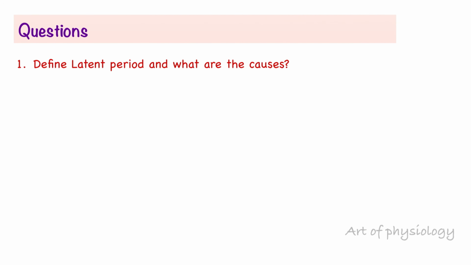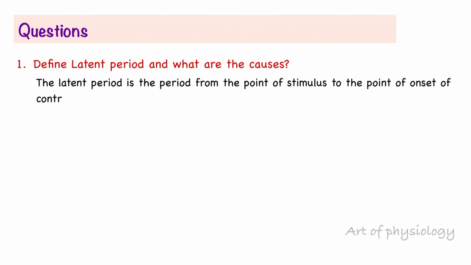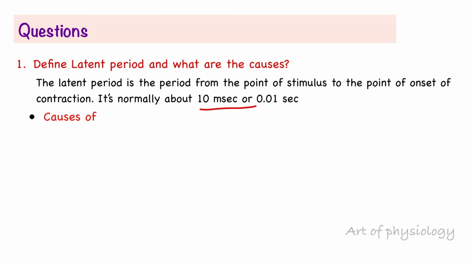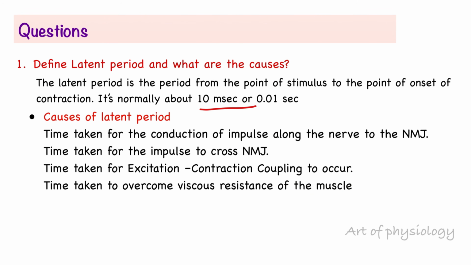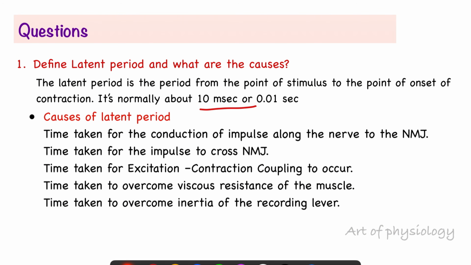Define latent period and what are its causes, which is a very important question. The latent period is the period from the point of the stimulus to the point of the onset of contraction. Its normal duration is around 0.01 second or 10 milliseconds. And what are the causes of the latent period? For nerve conduction, first it should conduct along the nerve, then reach the neuromuscular junction, then cross the neuromuscular junction, then there should be excitation-contraction coupling. For all this, it takes some time. So that is the latent period.